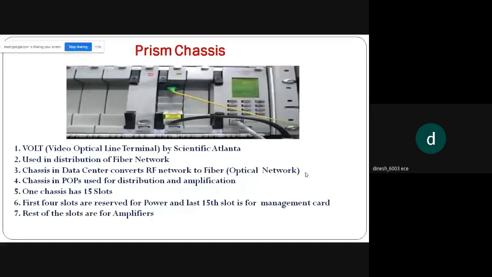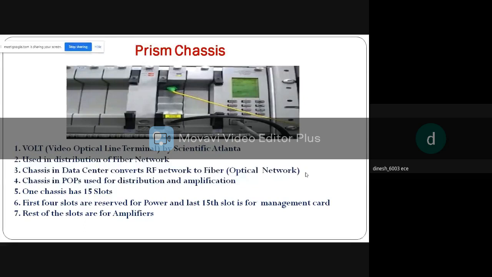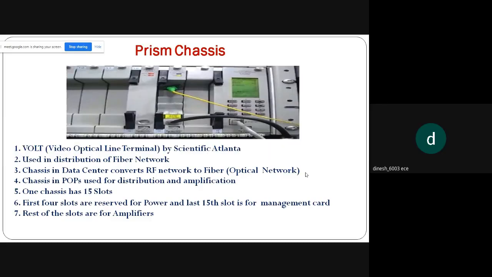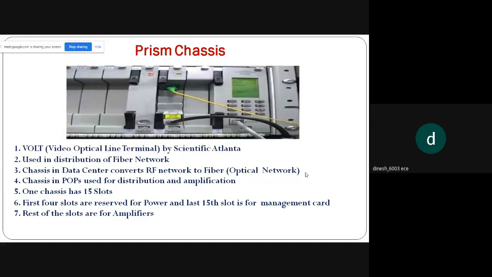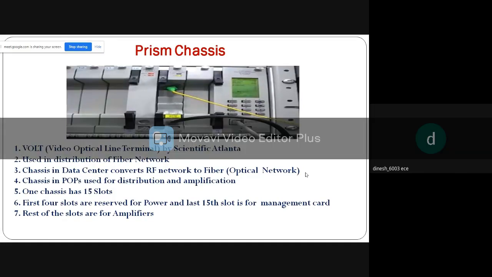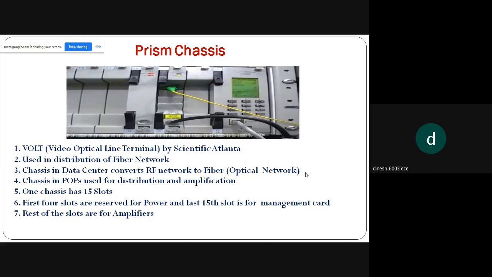Next is the Prism chassis, where the VOLT, video optical line terminal, given by Scientific Atlanta, is used in digital video broadcasting in fiber network distribution. The chassis in the data center converts the radio frequency network to fiber, the main optical network. The chassis in POPs are used for distribution and amplification. Each chassis has 16 slots; the first four slots are reserved for power, and the last slot is used for the management card. The rest of the slots are for amplification.